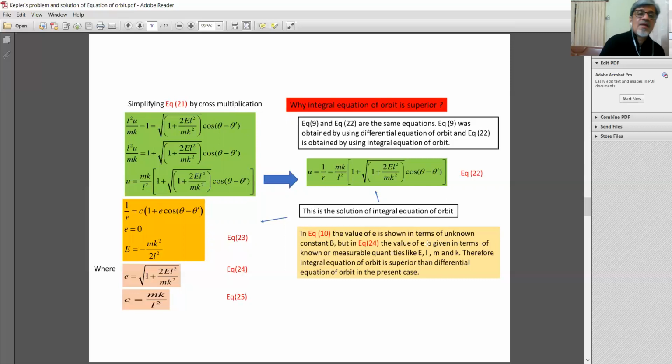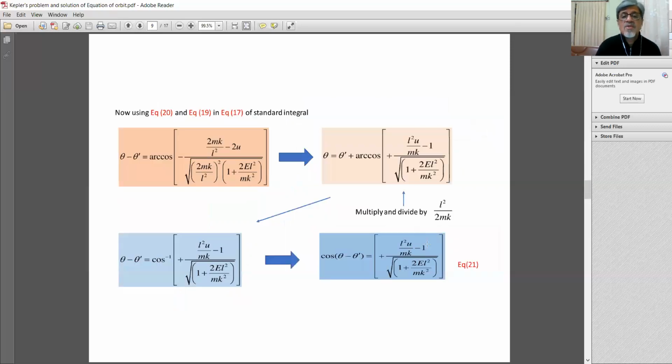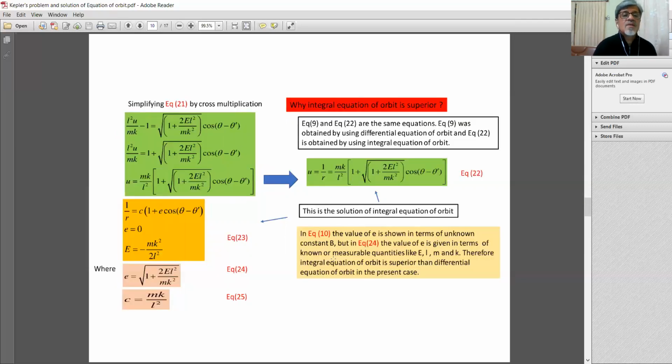Now simplifying equation number 21 by cross multiplication. If we go back, we simplify this term by cross multiplication. So this term is multiplied by cos(θ − θ'), and this term remains as it is. So this square root term is multiplying cos(θ − θ'). Let us come to the next slide.